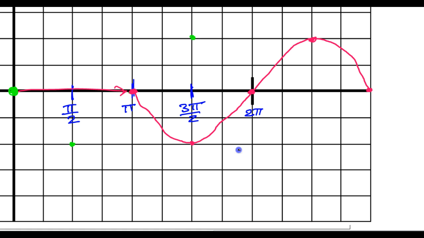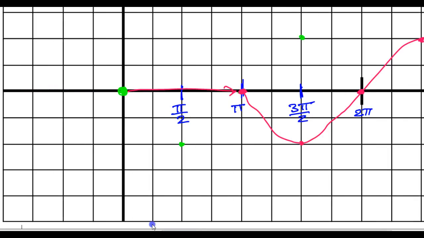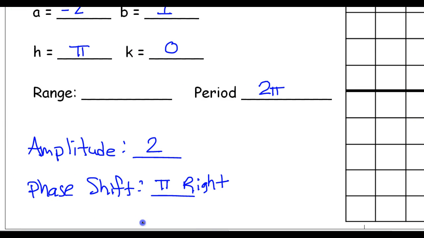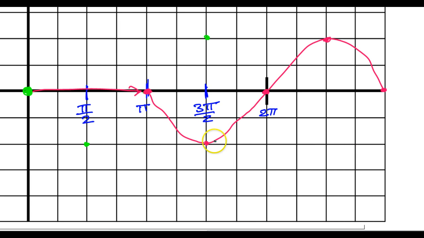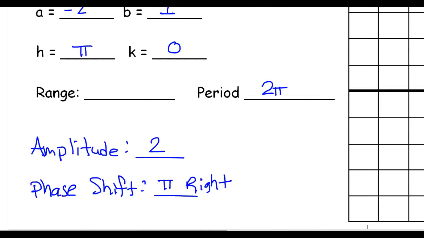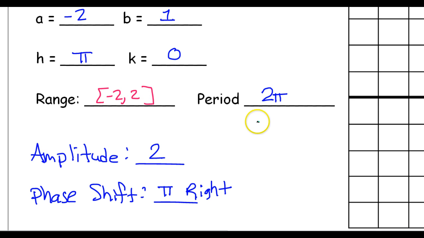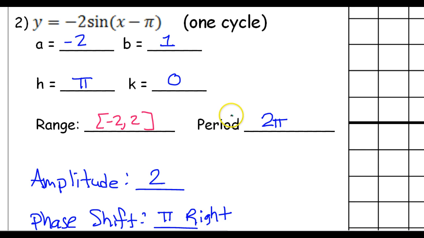So that is what your graph should look like for number 2. They asked us for the range. From bottom to top, this is -2 to +2. So that would be the range. That's it for problem number 2.